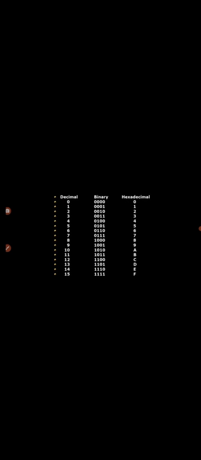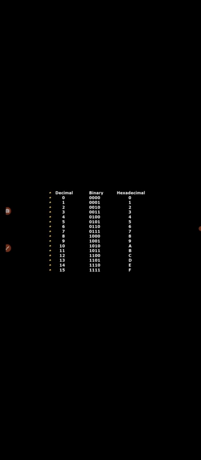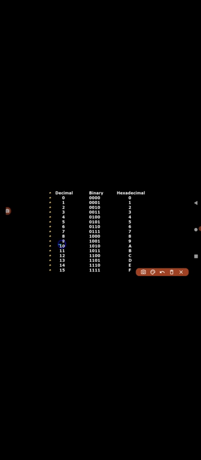65,535. So the decimal numbers 0 to 15 here are converted to binary format and also to hexadecimal. Here in hexadecimal, this part is converted to alphabetic characters. So A is represented as 10, B as 11, C as 12, D as 13, E as 14, and F as 15 in the hexadecimal number system.